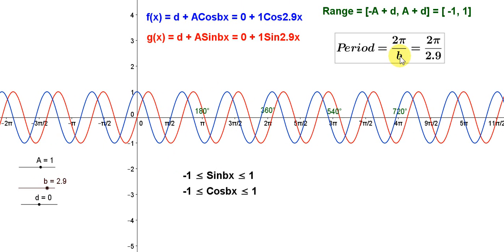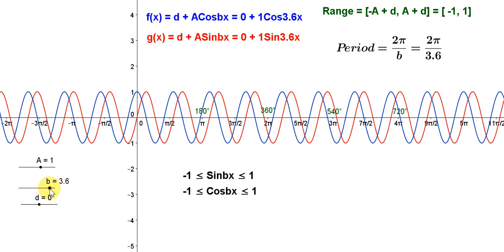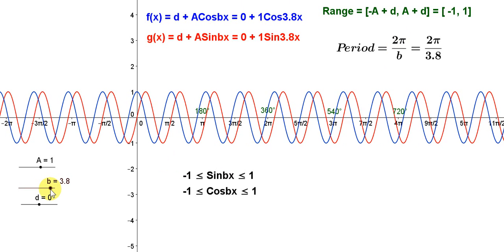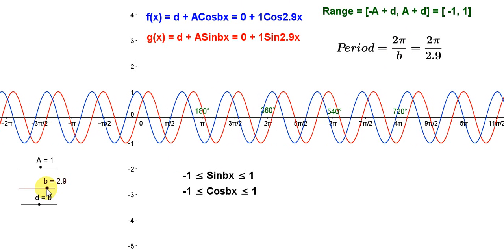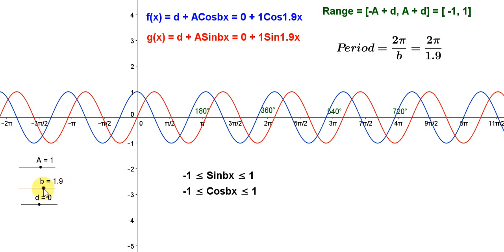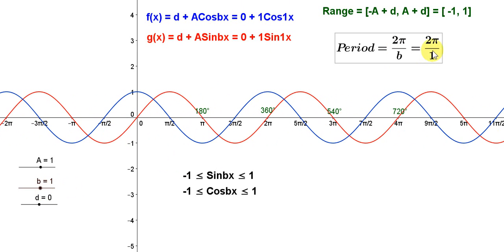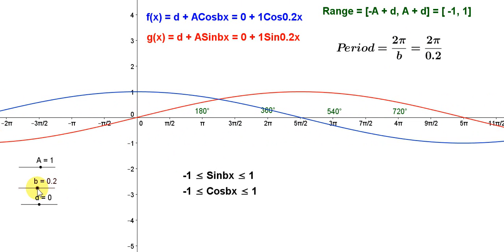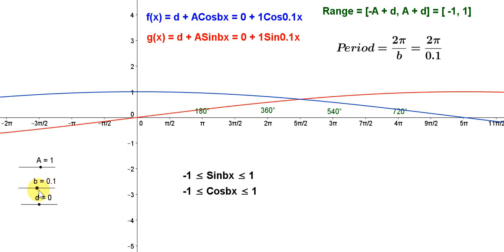So if we increase the denominator of a fraction, we decrease the fraction. So increasing b will decrease the period. As you can see here, the period is the smallest interval over which these functions repeat themselves. And if we go the other way, if we decrease b, we're decreasing the denominator of a fraction, so we are increasing the fraction. So we are increasing the period. As we head towards 0 here, the period is heading towards infinity.